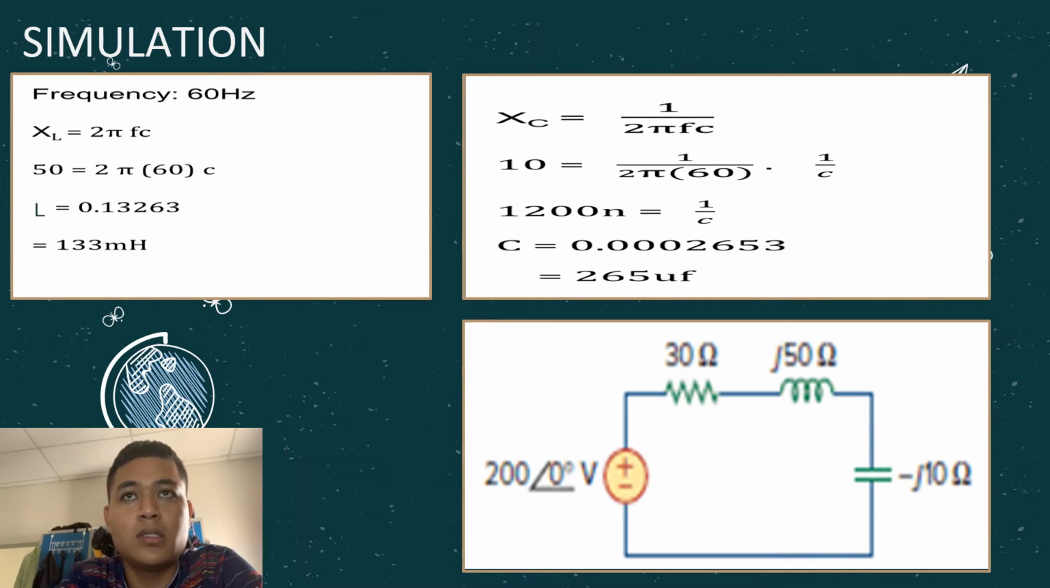So we just substitute all the values as given into the formula. So we will get 10 equal to 1 over 2 pi multiplied by 60 minus 1 over C. So we will get 1200N equal to 1 over C. So we need to find the C, and the value of C is equal to 0.0000265, which is 265 microF.